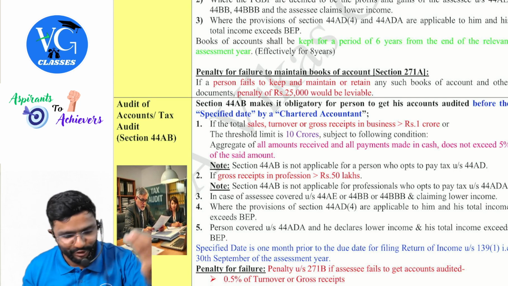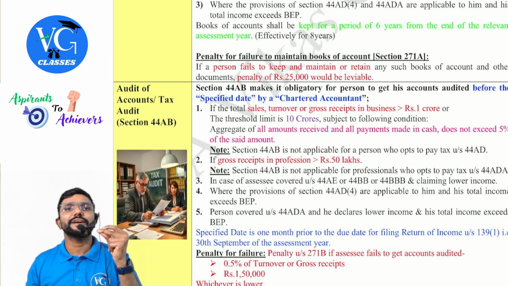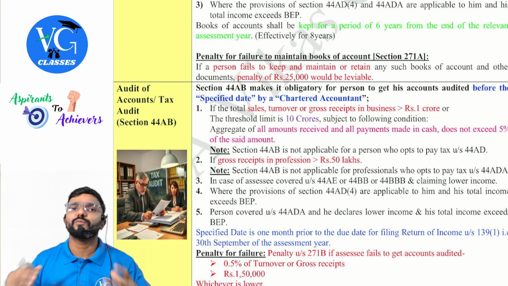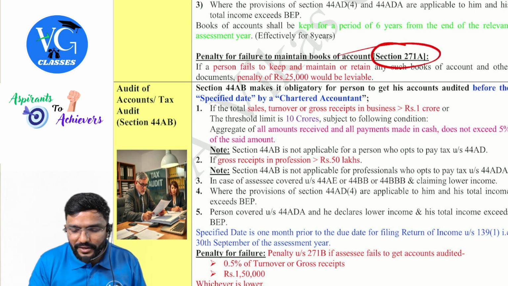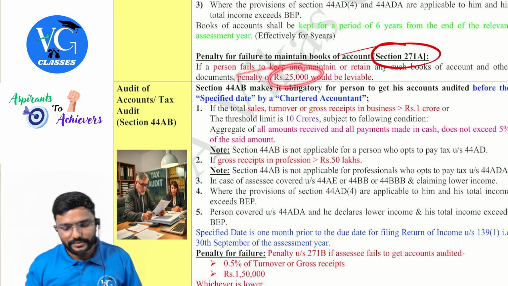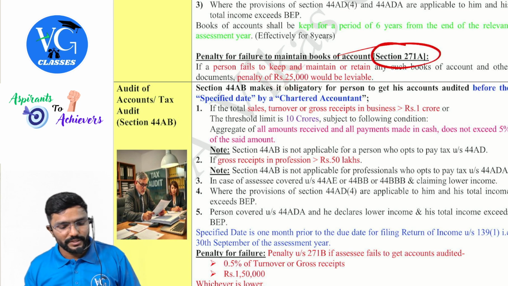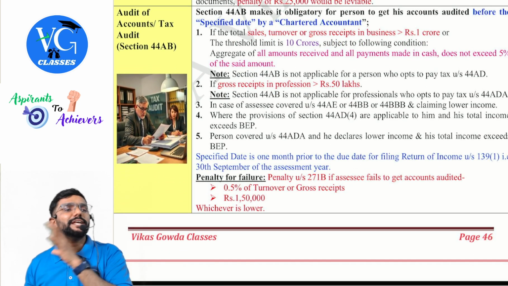finish talking. Focus. Sir, if I am supposed to maintain books of accounts, what if I do not maintain them? Penalty. Penalty under section 271. How much? 25,000. Next.